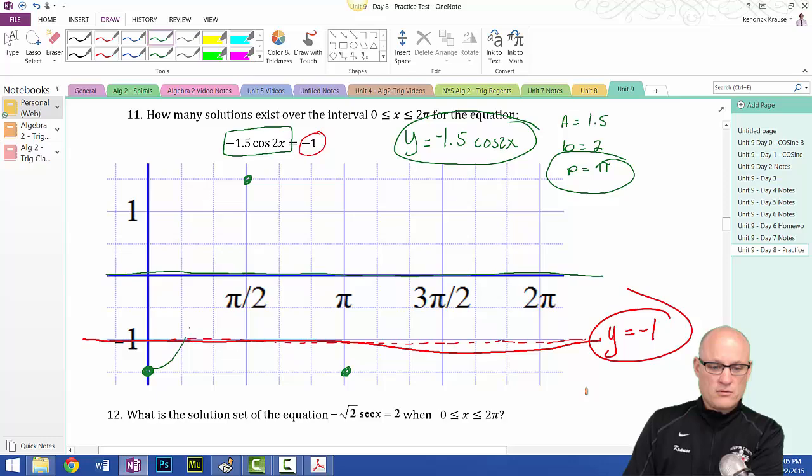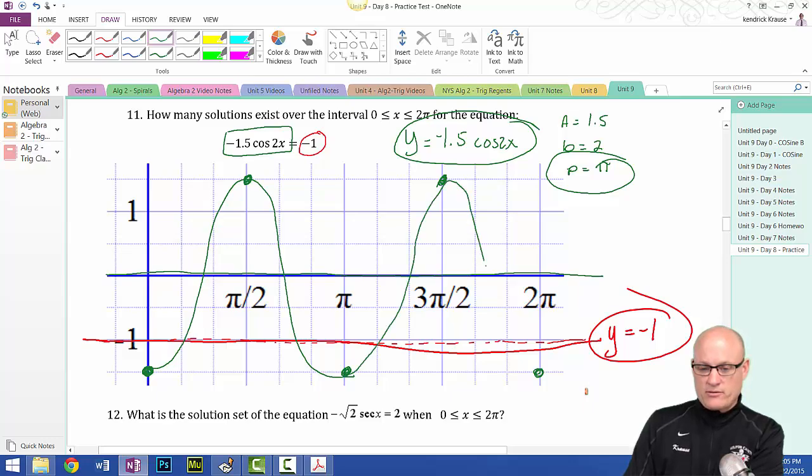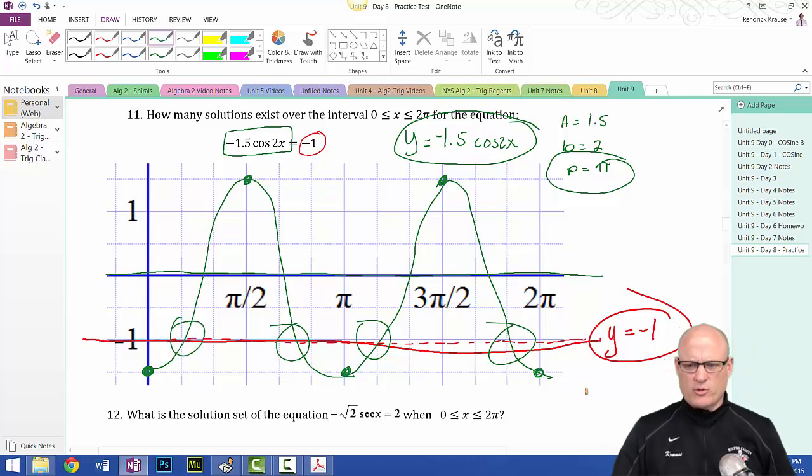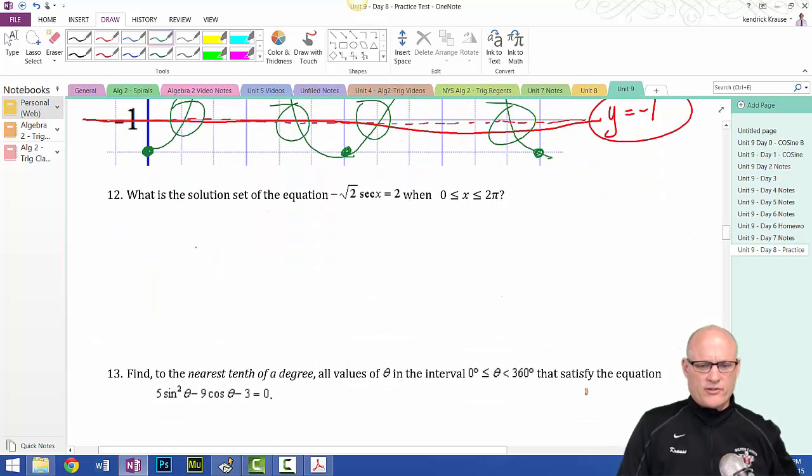So this is the green curve. And another minimum at 2 pi, and another maximum in between those. Sorry about my lousy drawings. So the question says, how many times do they hit? 1, 2, 3, 4. There's the answer. That's kind of a tricky one. Kind of fun.